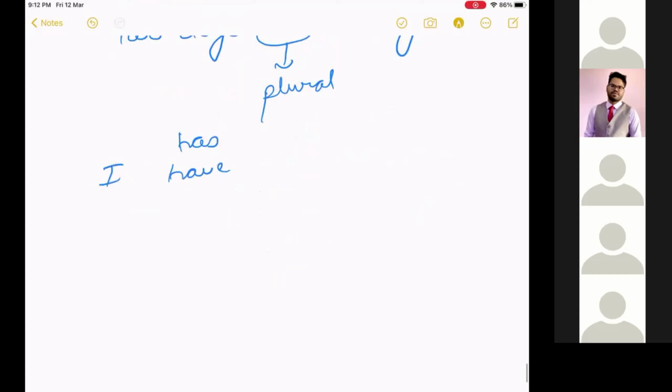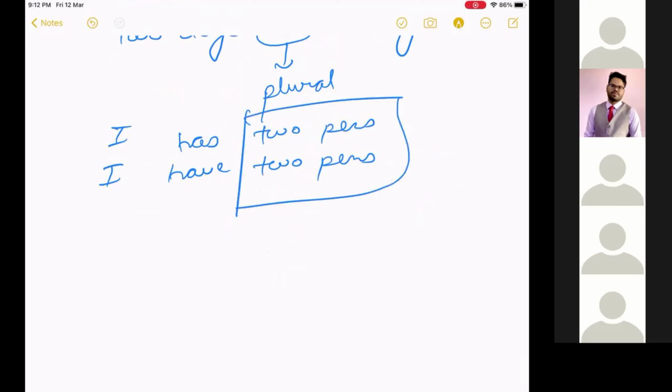I have two pens, or I has two pens? Just forget about two pens. I have. Why? Because "have" is plural and "has" is singular.